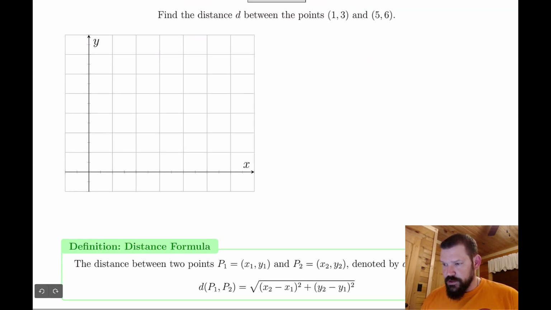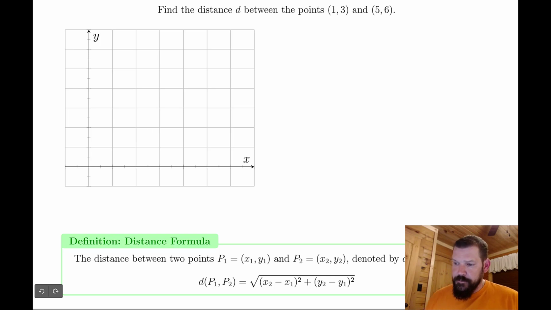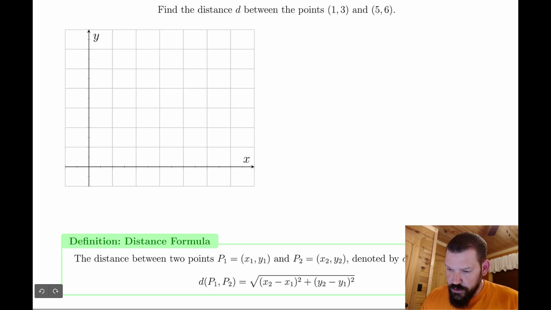The first thing we want to do is extrapolate the distance formula by applying the Pythagorean theorem, because that's exactly where the distance formula originates. And we're going to find the distance between 2 points. We have the point (1, 3), so we move horizontally 1 unit and up 3, and we have the point (1, 3).